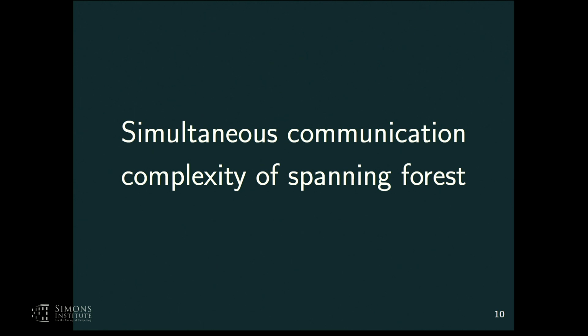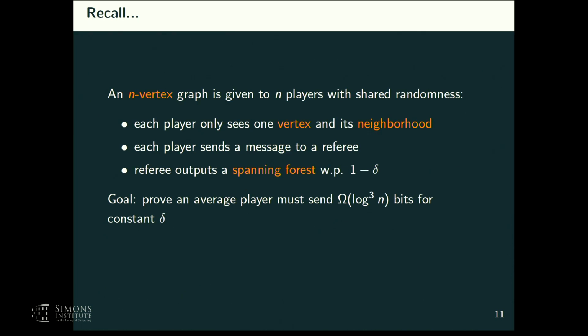Okay. So in the remainder of this talk, I'm going to give a high-level idea of how we prove this simultaneous communication lower bound for spanning forest. Again, just recall that an n-vertex graph is given to the players, and each player sees one local structure of the graph and sends one message to the referee, who has to output a spanning forest. Our theorem proves that an average player must send log n cubed bits when the error probability is a constant.